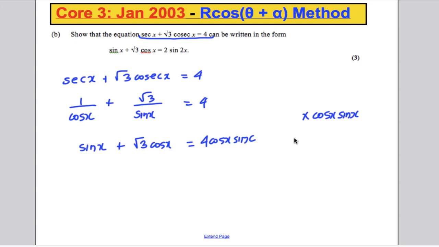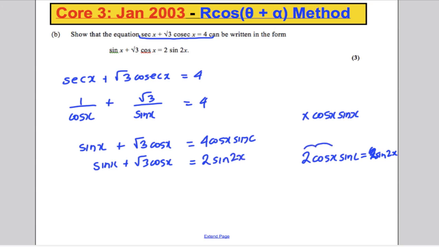Okay, well I know from my double angle formulae that 2 cos x sine x is defined by an identity to be sine 2x. So therefore sine x plus root 3 cos x, I've got 4 cos x sine x, so this must be equal to 2 sine 2x, using this over here. 4 cos x sine x must be 2 sine 2x. And I'm done. Okay, moving on to part C.